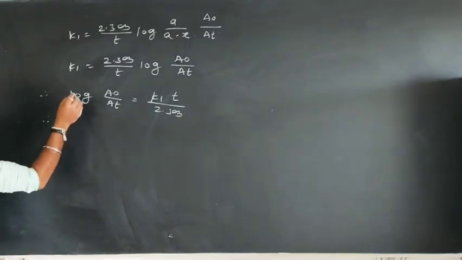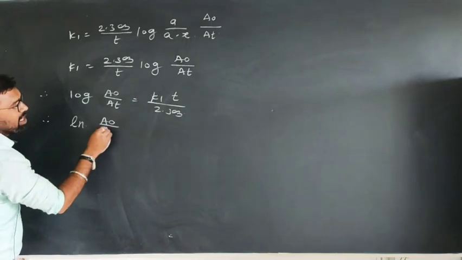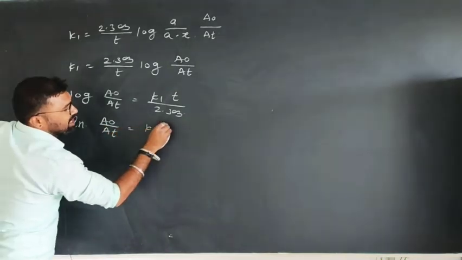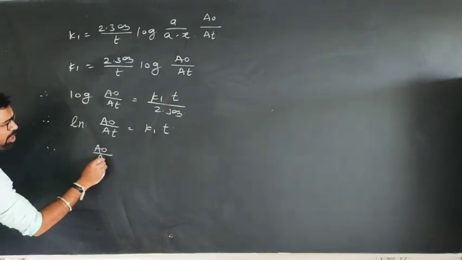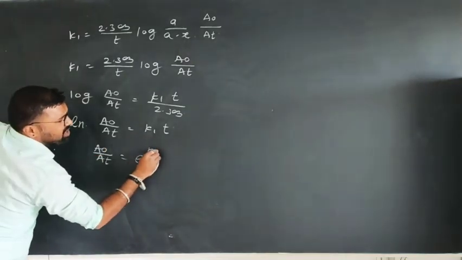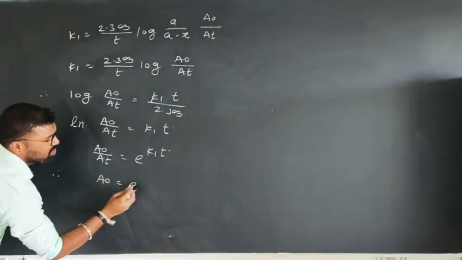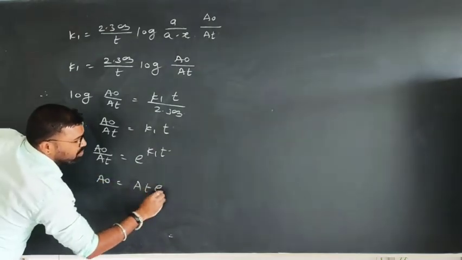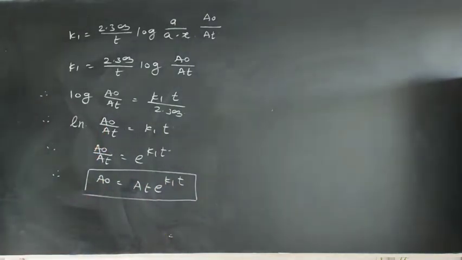Suppose I am not taking logarithm, I am just taking ln, the natural logarithm. ln of A0 upon At is equal to K1 into t. Then A0 upon At is equal to e raised to K1 into t. Then I can write A0 is equal to At into e raised to K1 into t. This is the exponential form of the first order reaction.